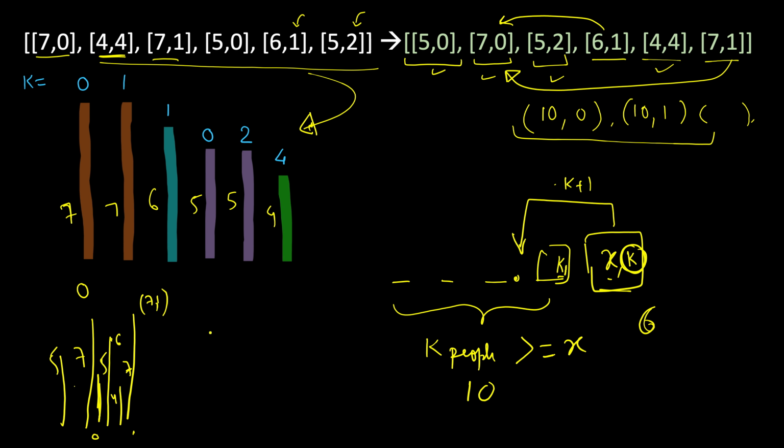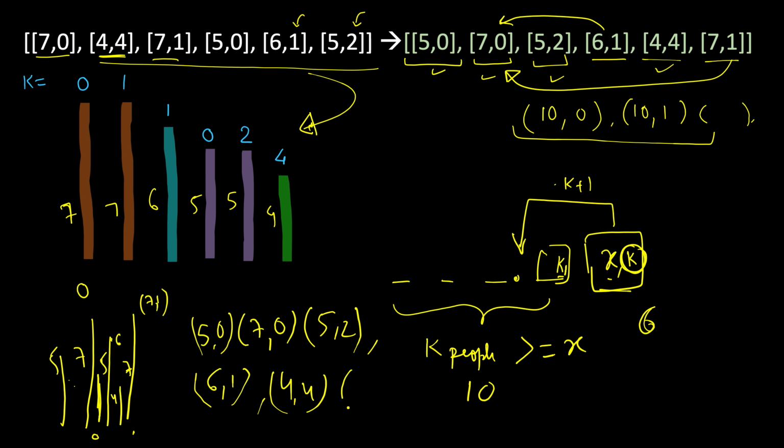So what is the new value? It's 5, 0, this one. Then 7, 0, this one. Then 5, 2. Then we have 6, 1. Then we have 4, 4. And finally we have 7, 1. So we are always moving a smaller person, strictly smaller person, in front of some of the larger person. So k is not impacted for any of these.